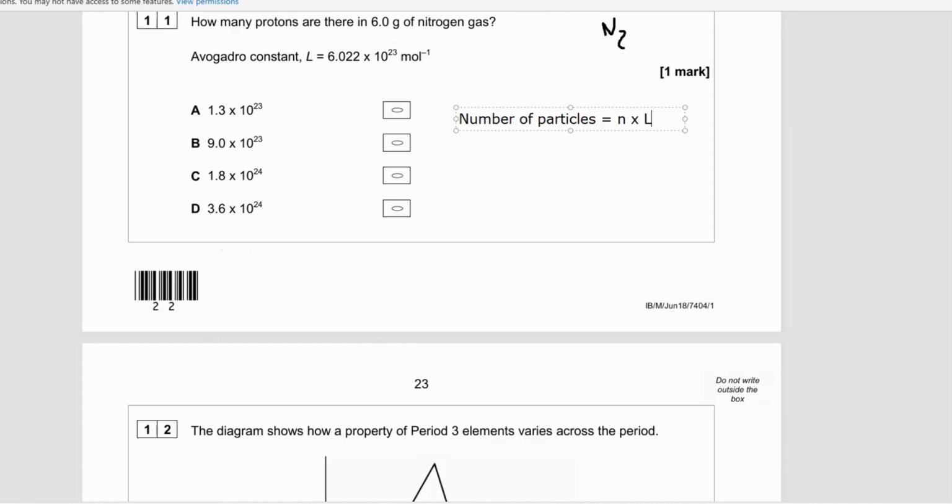So, there's an equation for Avogadro's constant, L: number of particles is equal to moles times L. And then we've been given the mass, and you know there's an equation, mass over Mr equals moles. So you see the link, the n, the moles, is the link between the two.